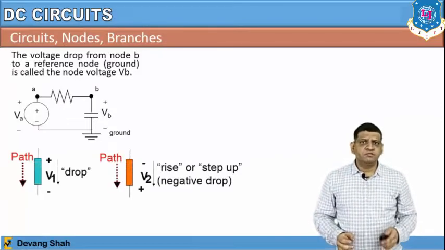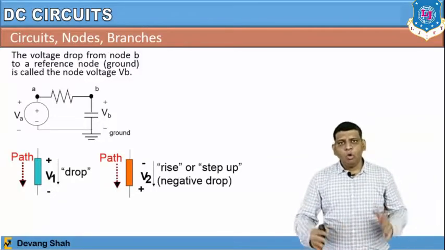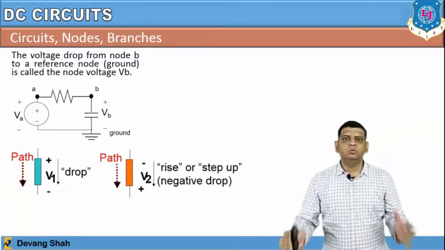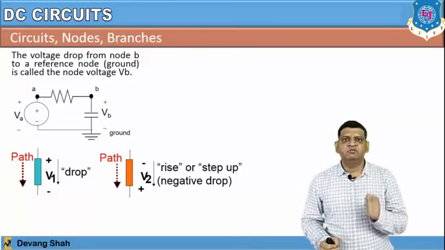The next terminology we define is a path. Now what do you mean by the path? Ultimately all this terminology depends on the movement of current. So the role of current in circuit design is very important.